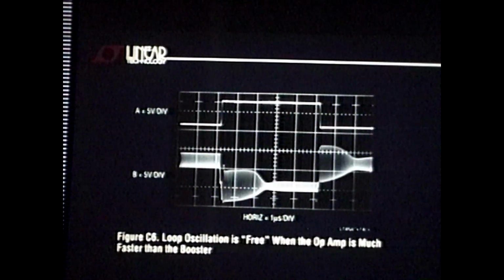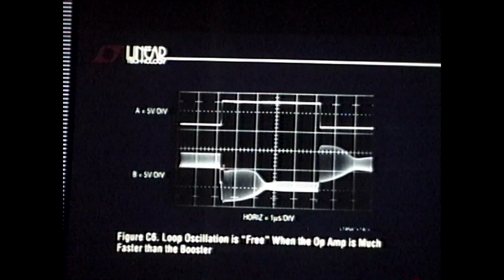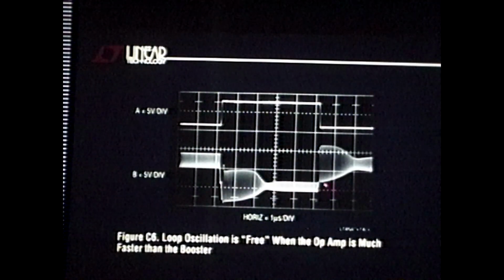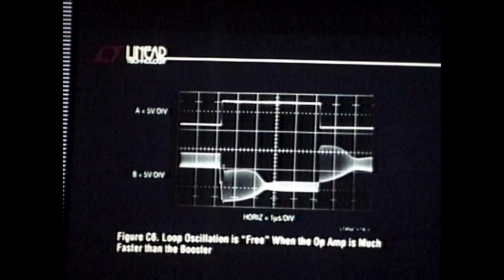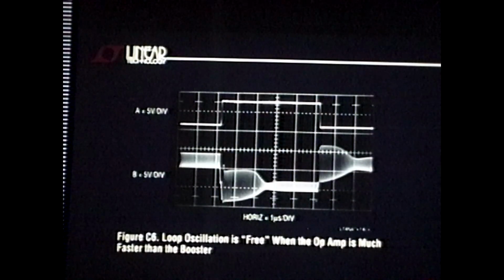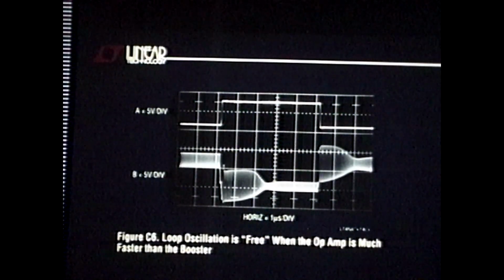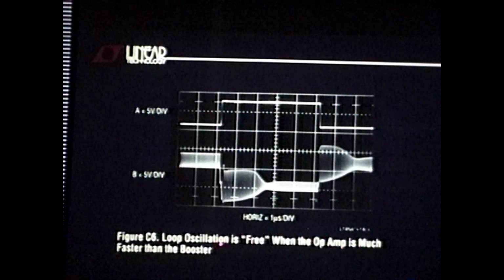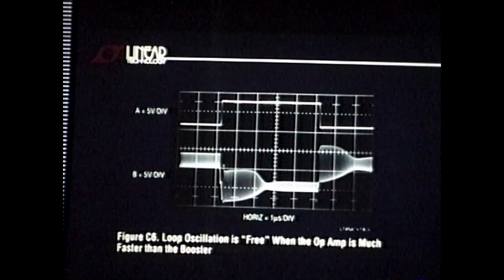And you notice with the loop oscillation, we're not anywhere near tens of megahertz here that we are with device level oscillations. It takes some time for that signal to be transmitted around the loop. So in this case, loop oscillation is free when the op amp is faster than the booster.